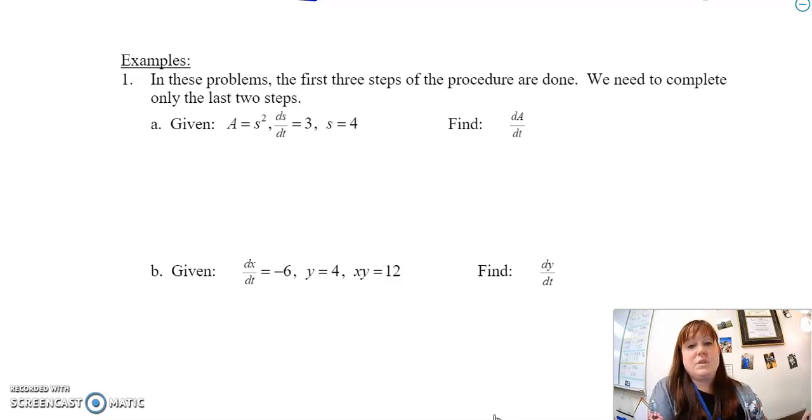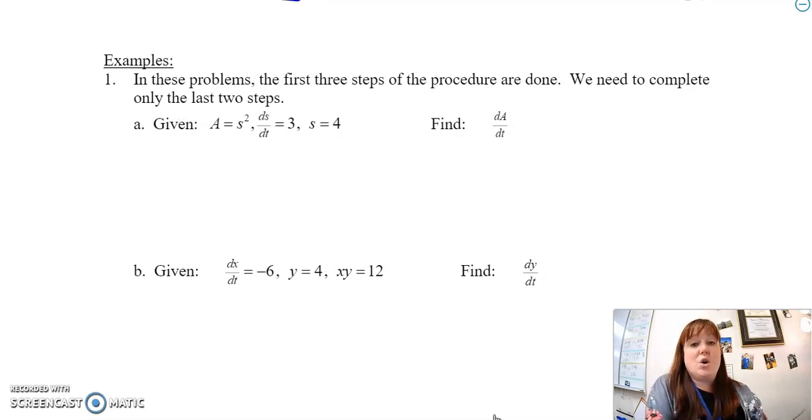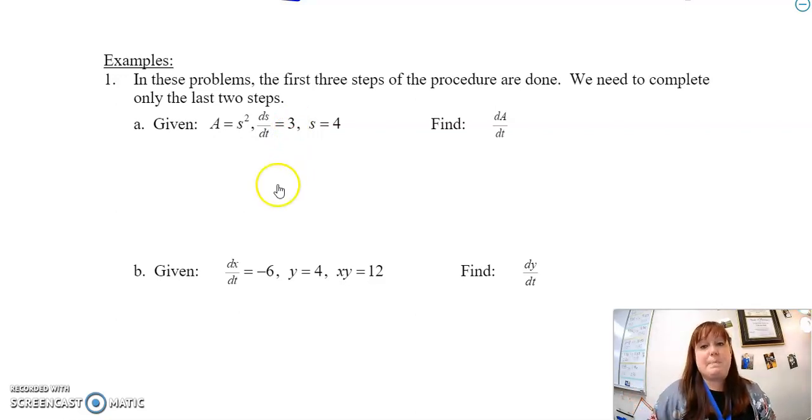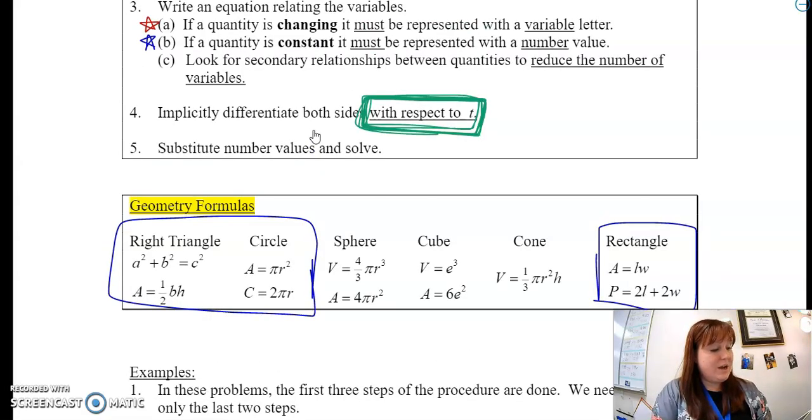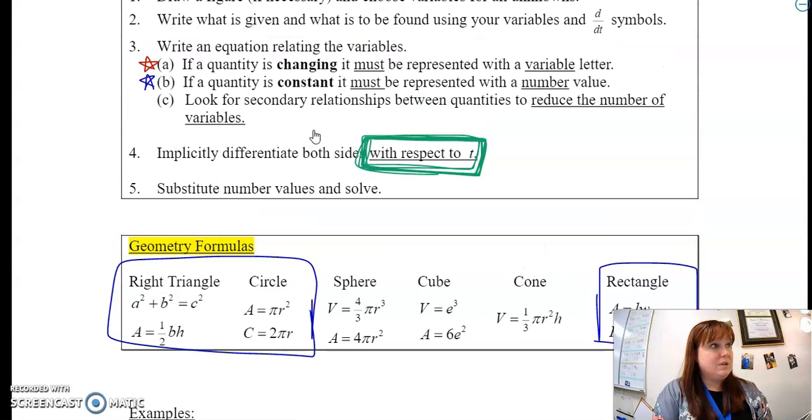So I know that area equals side squared, okay? So this is looking at a square because area equals side squared. I know that the rate of change of the side with respect to t is 3, meaning the sides are changing at a rate of 3. And I know that the side, at the time I'm trying to find it, the rate of change is 4. So let's think about how we're going to differentiate this. First things first, we want to write the equation relating the variables.